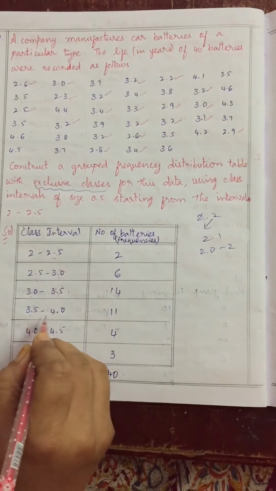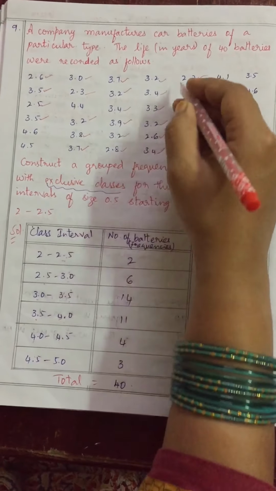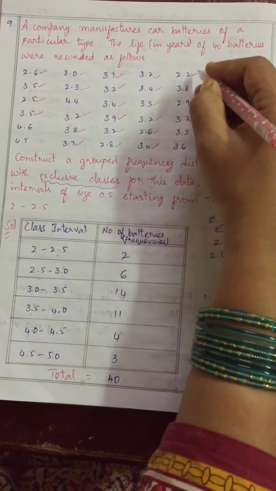Now 3.5 to 4.0. 4.0 means up to 3.9 only we should count, because it is exclusive data. That means the upper limit we will not add. So this is 1, 2, then 3, 4, 5, 6, this one 7, 8, 9, then 10, 11. We got, children?